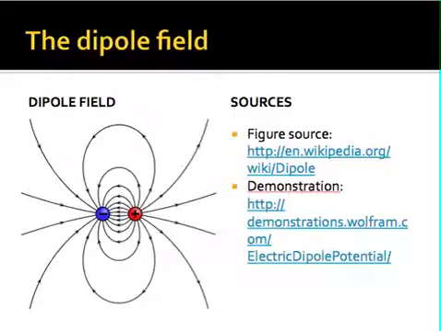You can find this in a couple of places. On Wikipedia, there's a pretty nice figure. Also, throughout the semester, we will take advantage of the demonstrations at wolfram.com. You can see the electric dipole potential there, and that is interactive, so you can play around with the potentials and change charge values, change separation distances, etc.